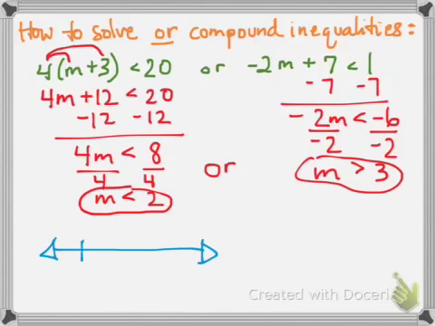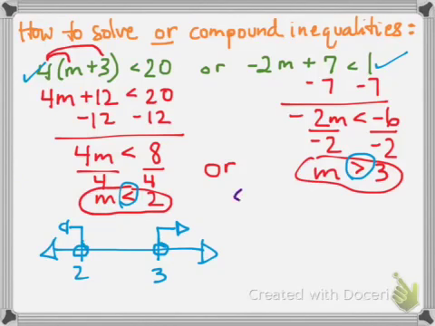So I have m is less than 2. So I'll use an open circle because of this inequality symbol, so less than 2. And then I also have m is greater than 3, so I'll use an open circle because of this inequality symbol, so greater than 3. So when I plug in a value that's less than 2, it'll make this inequality true. When I plug in a value that's greater than 3, it'll make this inequality true. So when I write my solution using set notation, it will be m such that m is less than 2 or m is greater than 3.